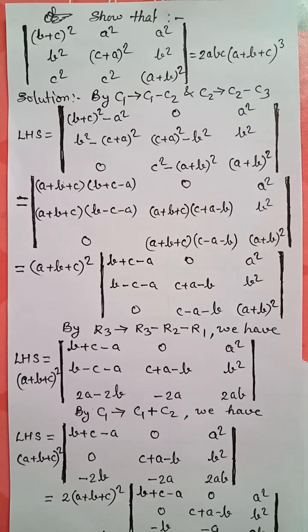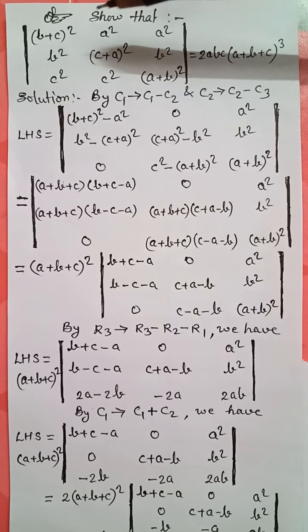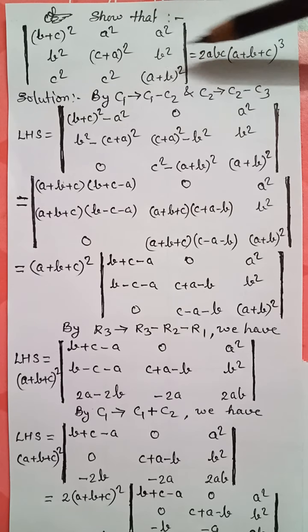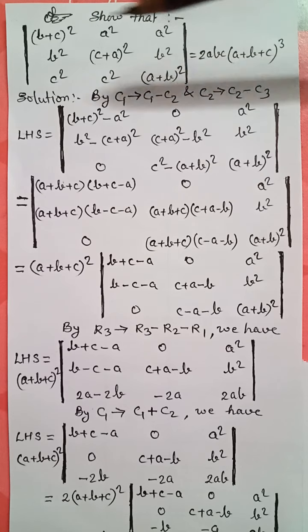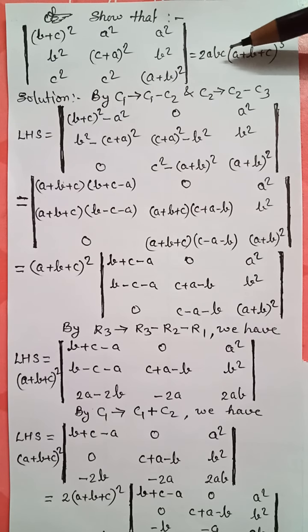Hello students, let us do a sum on determinant. This is a problem of NCERT. This determinant is equal to twice ABC multiplied by (A plus B plus C) cube. Let us proceed for its solution.